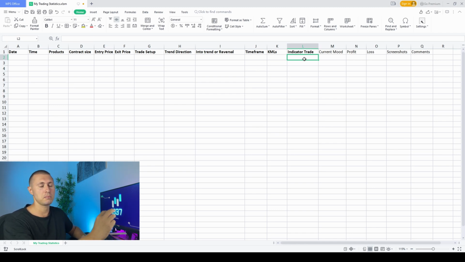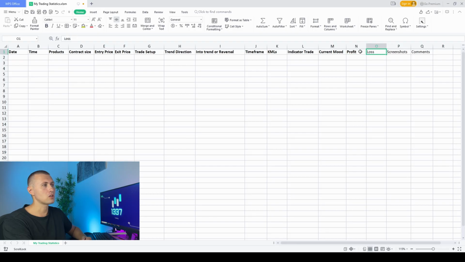Yes, I did. For example, divergence on MACD. That will give you a success rate by trading indicators only, by indicator signals, right? You will be able to determine how successful your indicator trades are in comparison to, let's say, key market level. Then a very important thing that you can put, for example, is current mood.